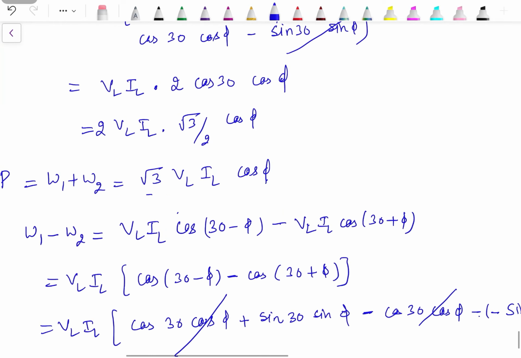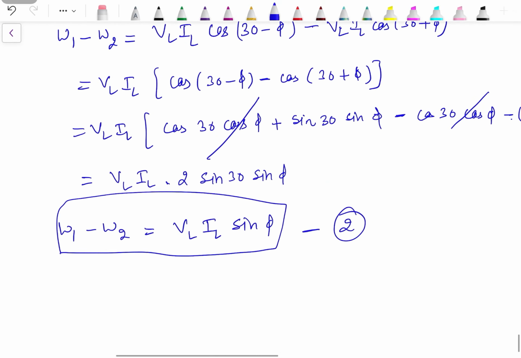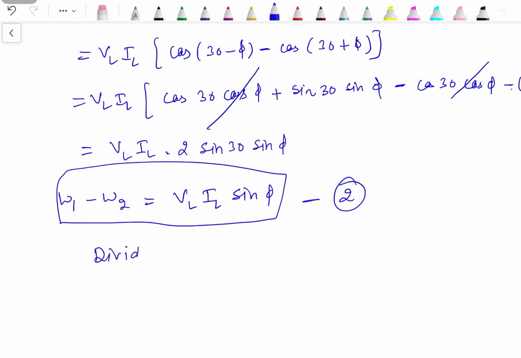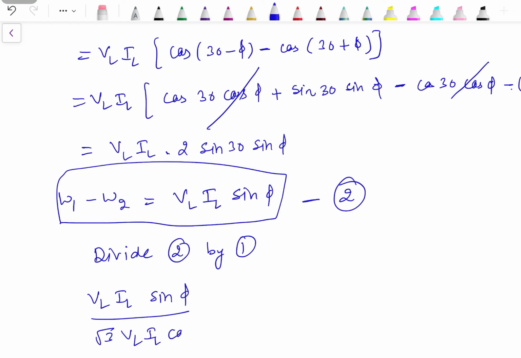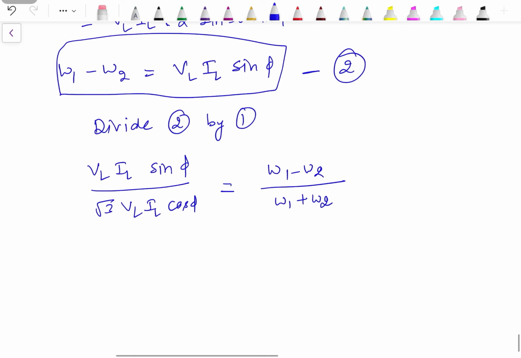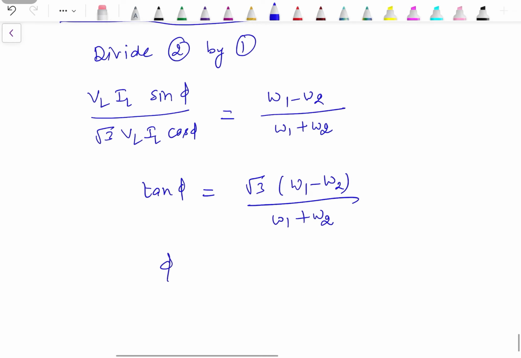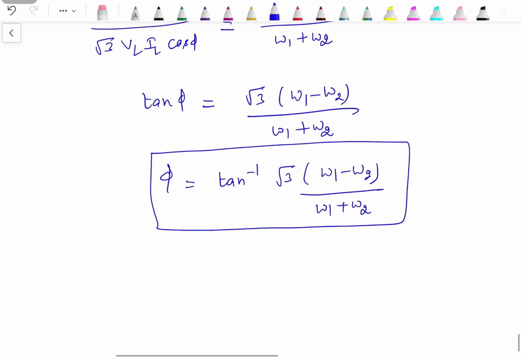So this is our second equation. This one is the first equation. Now if we divide the second equation by the first, then what we have, VL IL sin phi upon root 3 times VL IL cos phi equal to W1 minus W2 upon W1 plus W2. Tan phi equal to root 3 times (W1 minus W2) upon (W1 plus W2). Or phi is equal to tan inverse of root 3 (W1 minus W2) upon (W1 plus W2). So we can even find out the power factor angle, and then we can find out the power factor as cos phi.